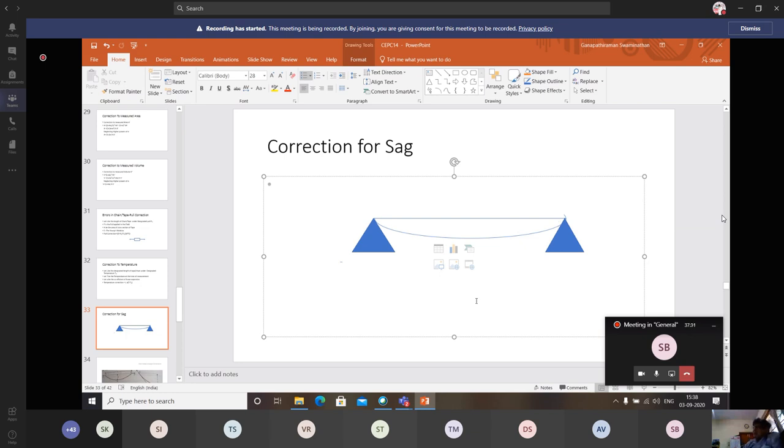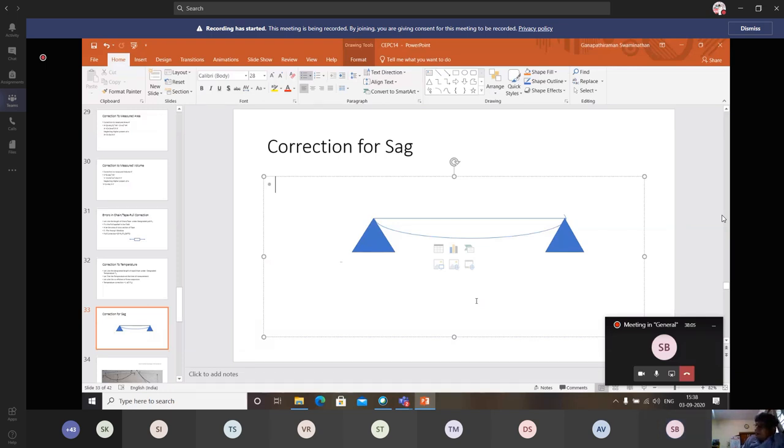This is the concept of what is called a suspension bridge. Have you heard of a suspension bridge? Have you heard of the Howrah bridge? What type of bridge is the Howrah bridge? Cantilever. Wonderful. It is a cantilever bridge, 2 cantilevers butting together.